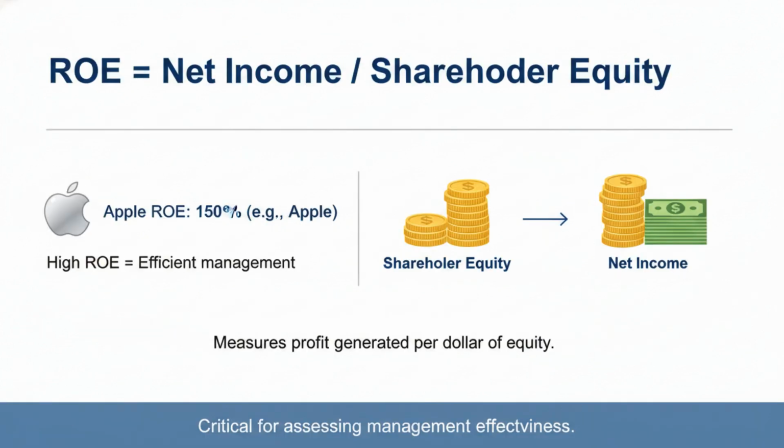Moving on to profitability, return on equity, or ROE, is a powerful indicator of how efficiently a company uses the capital invested by its shareholders to generate profits. Calculated as net income divided by shareholder equity, ROE tells us how much profit a company generates for each dollar of shareholder equity. A high ROE signifies that management is highly effective in deploying shareholder funds to produce earnings, which is a key measure of management effectiveness.